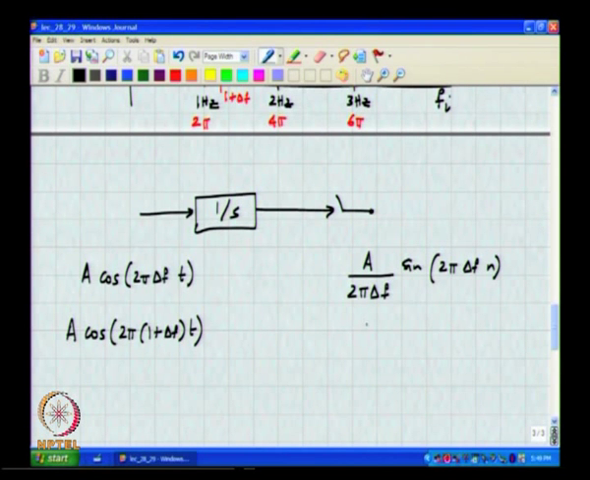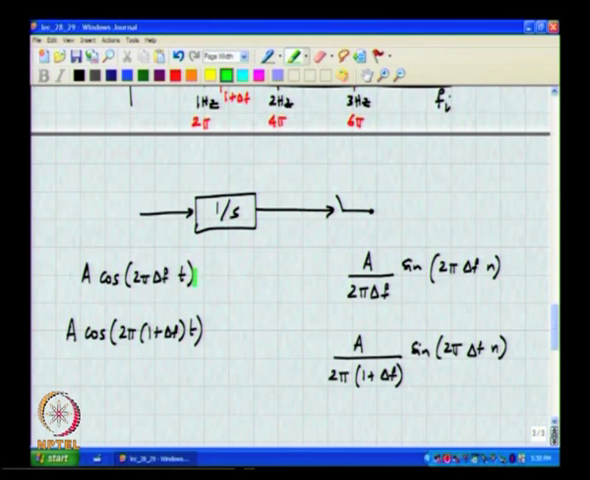Okay. What happens to the second tone? A by 2 pi into 1 plus delta f sin 2 pi into 1 plus delta f times n, which is exactly the same as 2 pi delta f times n. Okay. So, both these tones alias to the same discrete time frequency.